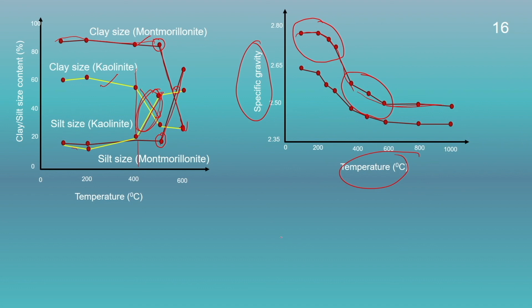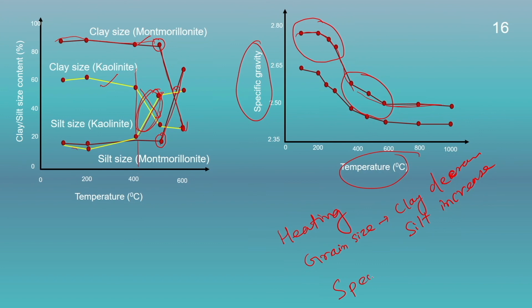So, therefore, by increasing the temperature, the grain size distribution of the soil will change, the clay content decreases, and the silt content increases, and similarly the specific gravity will decrease. So, this decrease in the specific gravity is due to the reduction in the weight of the soil sample.